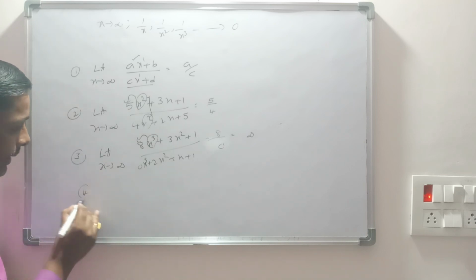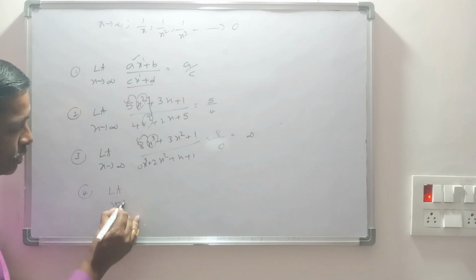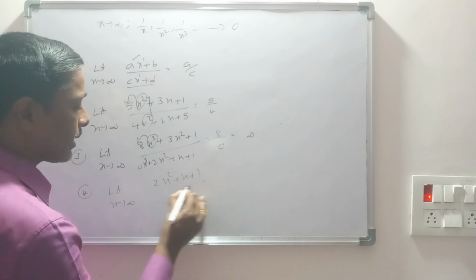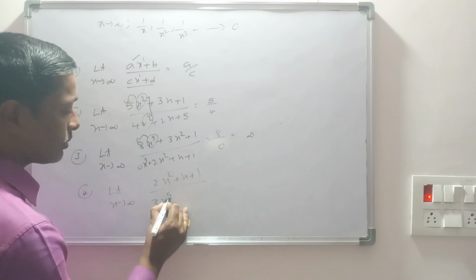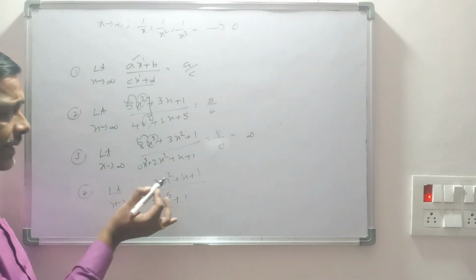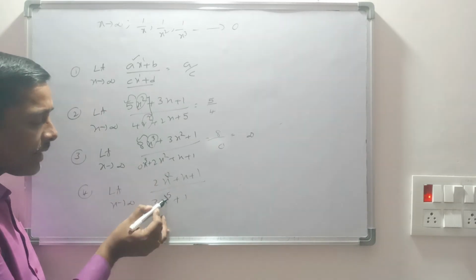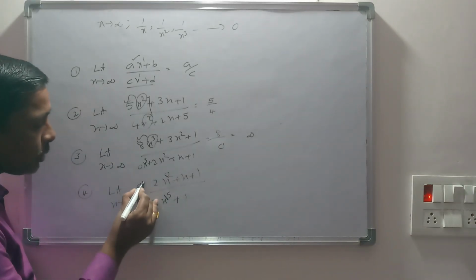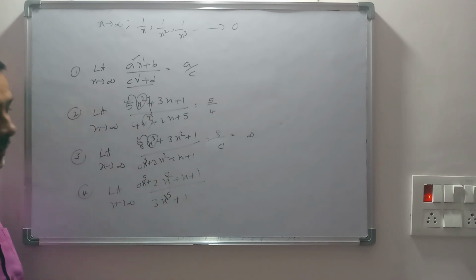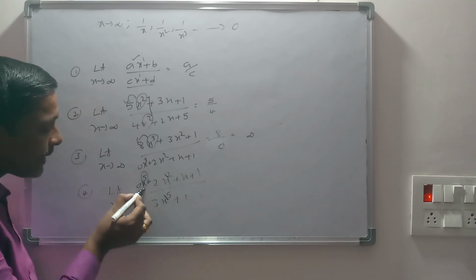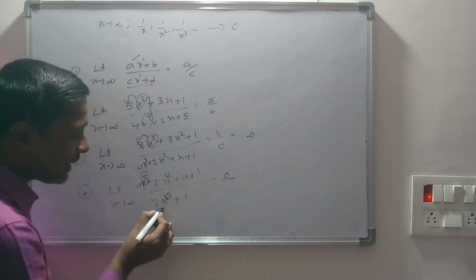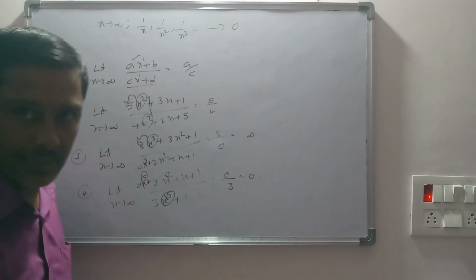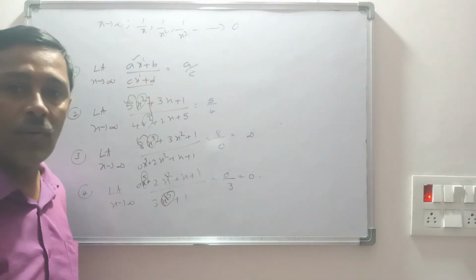Infinity. Fourth one, limit x tends to infinity, 2x square plus x plus 1 by 3x power 5 plus 1. What is the degree of the numerator? 2. What is the degree of the denominator? 5. The fifth degree term is absent in the numerator, so write 0 into x power 5. The numerator coefficient 0 by the denominator coefficient 3 is 0. We can write the answer directly. This is the standard forms of limits.